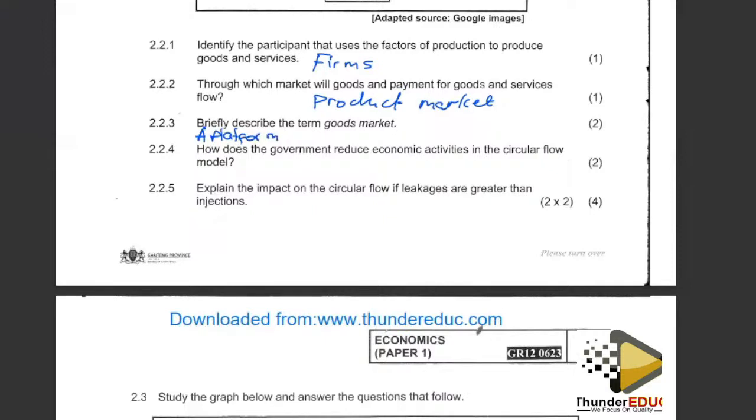a platform where buyers and sellers of goods meet for potential transactions.